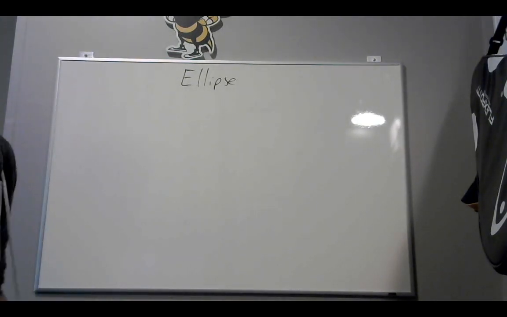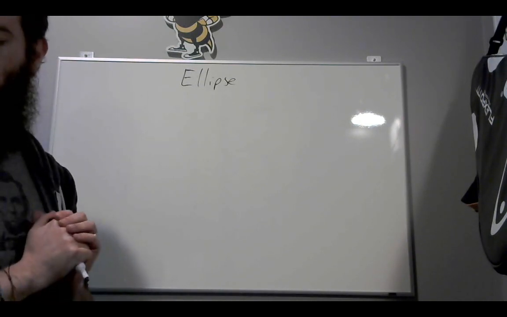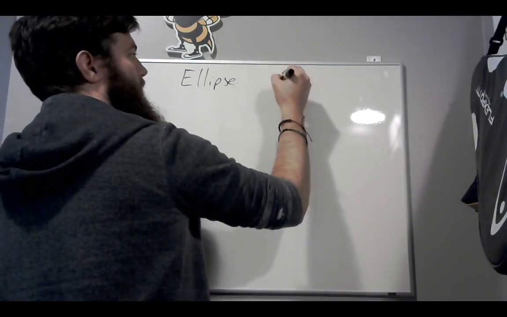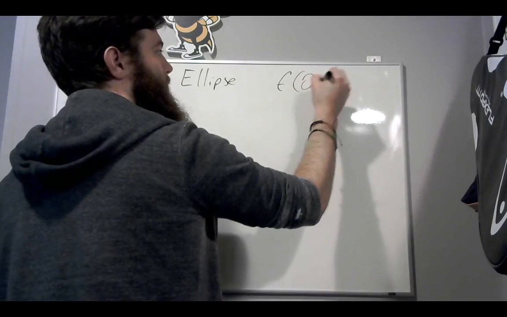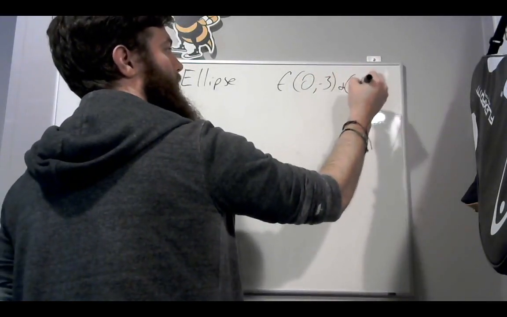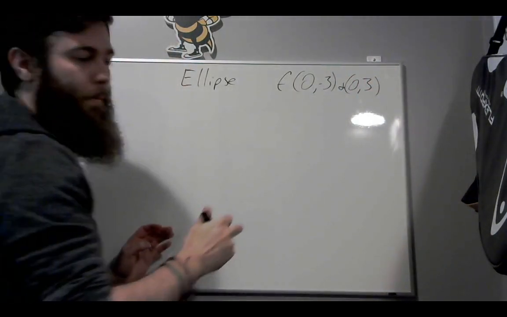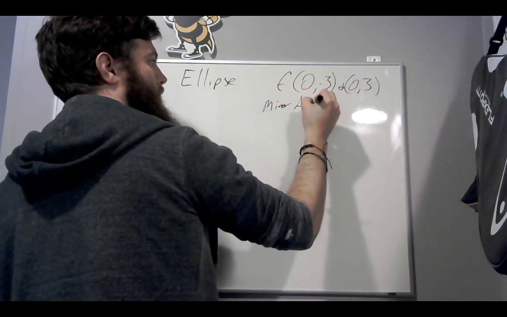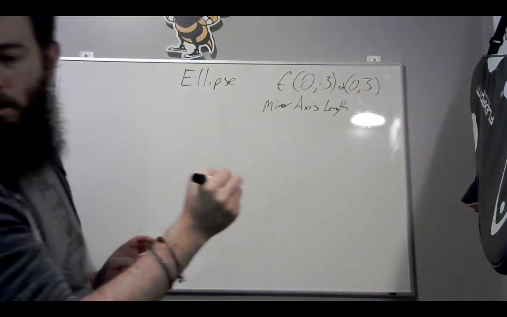The example says find an equation of an ellipse that has foci. We know we have a focus at (0, -3) and one at (0, 3). We also know that the minor axis has a length of 4.